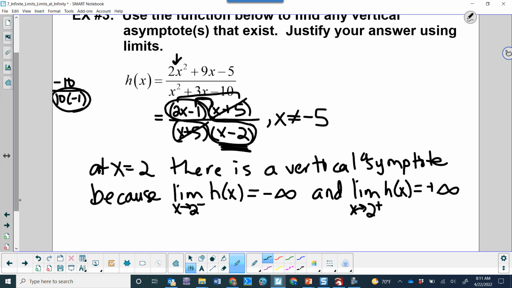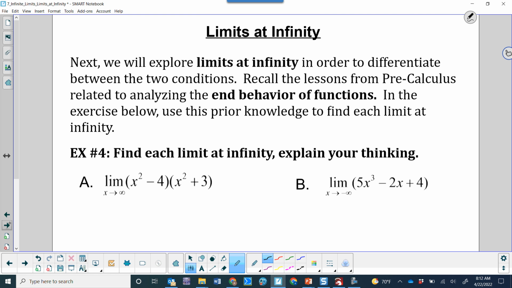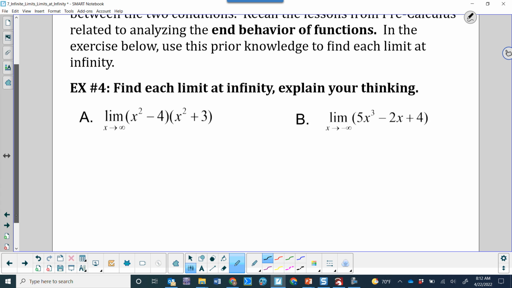All right, so let's do a couple of limits at infinity, and then the rest of it we can finish in class. So find each limit at infinity and give your reasons, okay? So this is end behavior. So this goes back to pre-calc when you talked about end behavior.